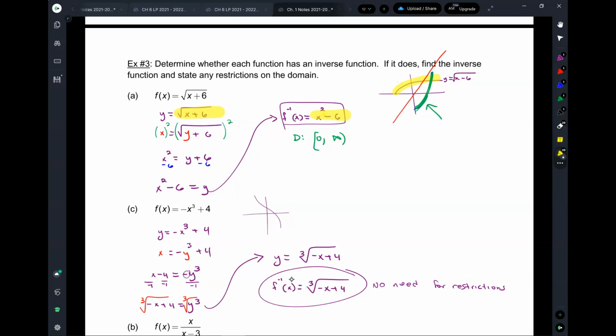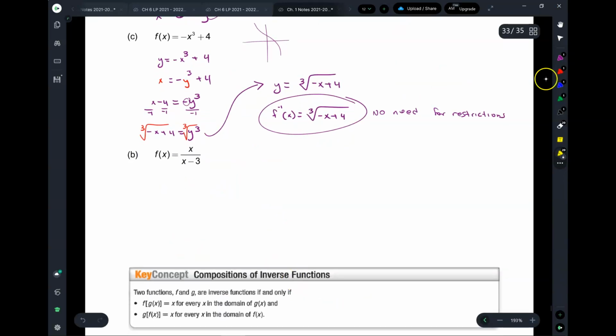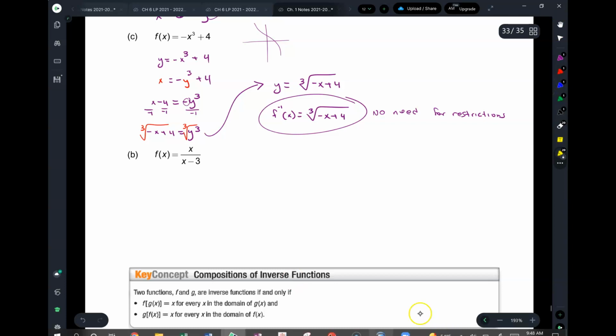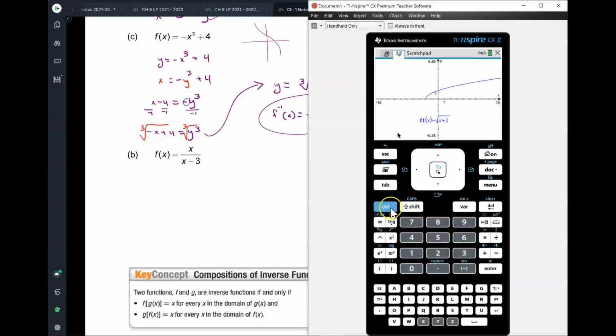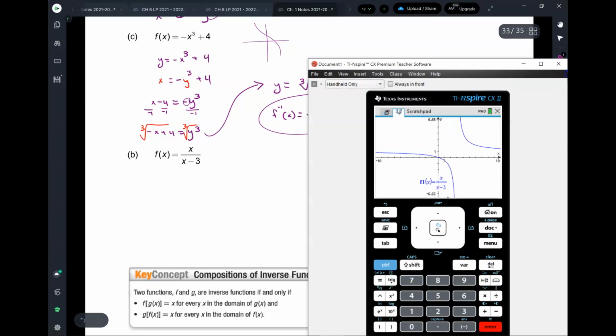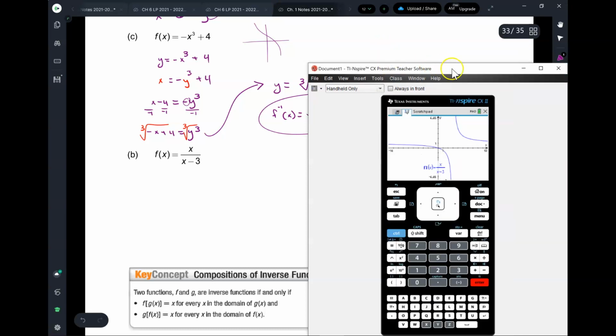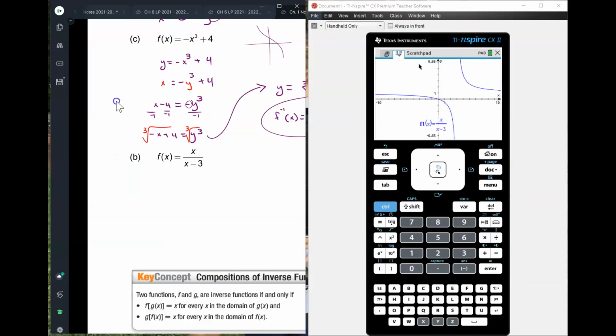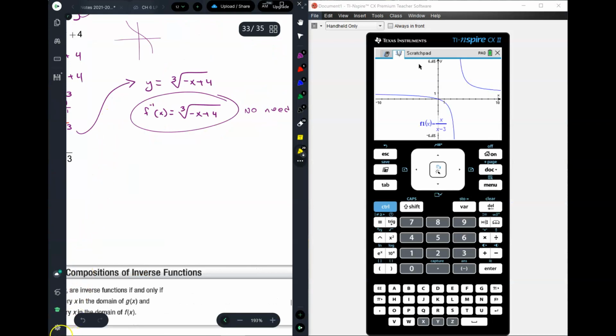Okay. So let's do this next one. Okay, this one is a little bit harder to try to figure out on your own. So I like to graph this one so we can see if it passes the vertical line test. I'm sorry, the horizontal line. Yeah. X over x minus 3. This one's tricky. So, do you think it passes the horizontal line test? No. I don't think so. No, because they meet at one line.